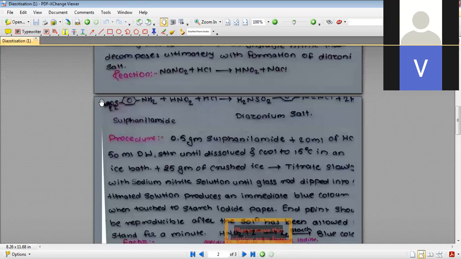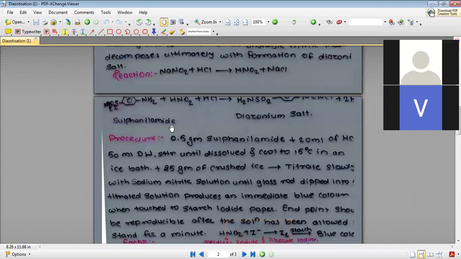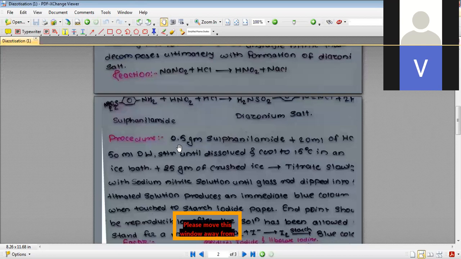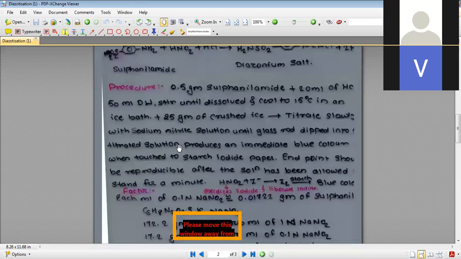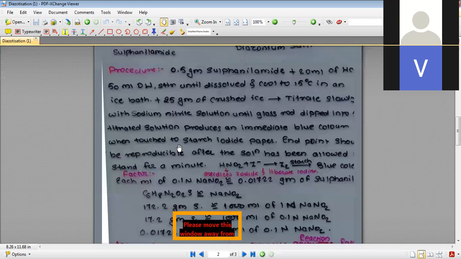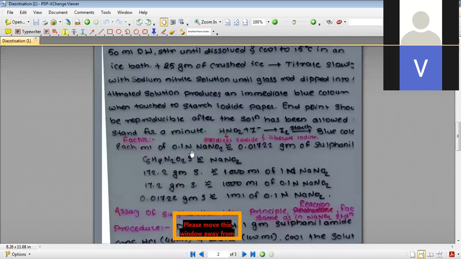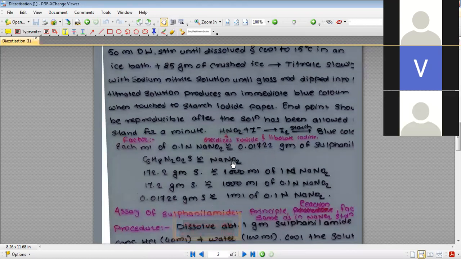Here, one mole of sulfanilamide reacts with 1 mole of nitrous acid. Nitrous acid is nothing but the converted form of sodium nitrite. From this, we can draw the factor calculation for the standardization procedure of sodium nitrite. So this will be the factor calculation: 1 ml of 0.1 normal sodium nitrite is equivalent to 0.01722 grams of sulfanilamide.